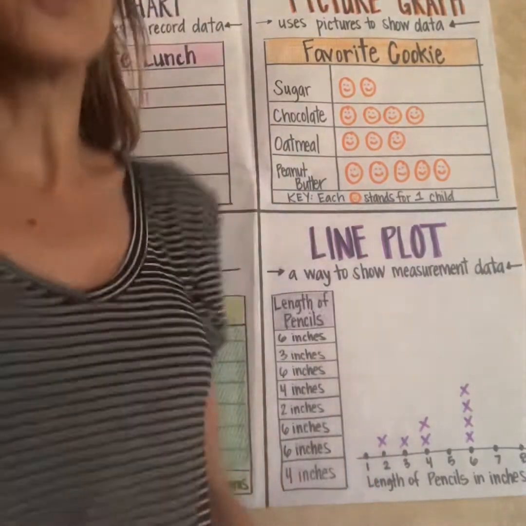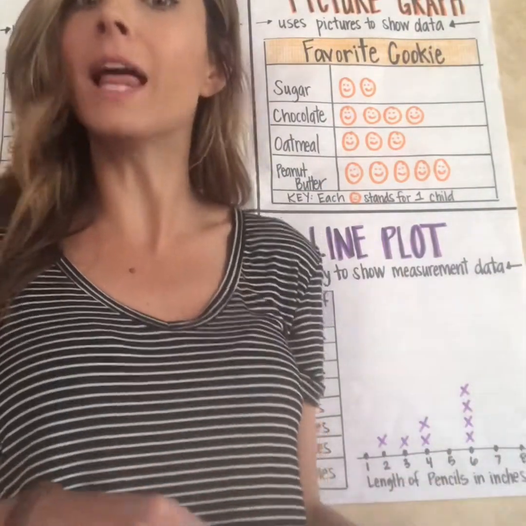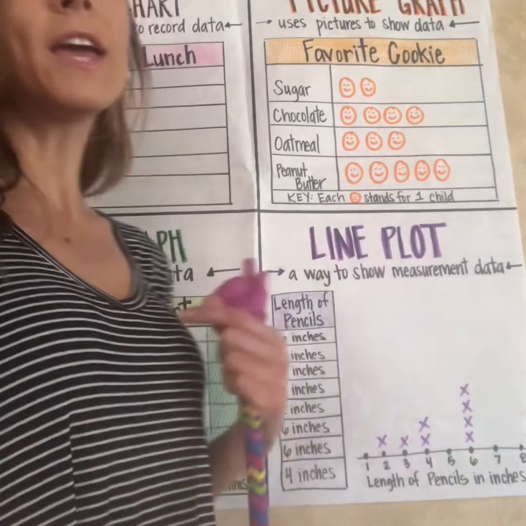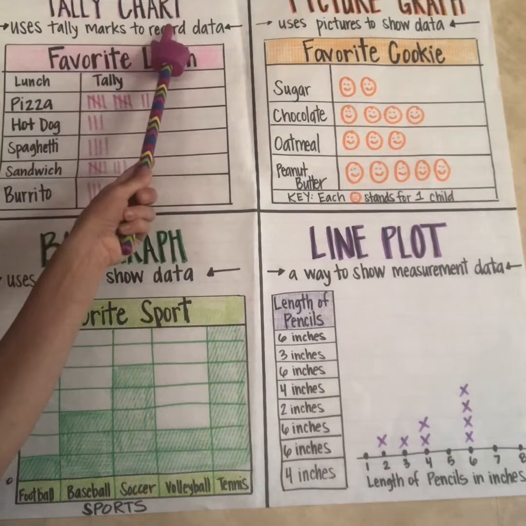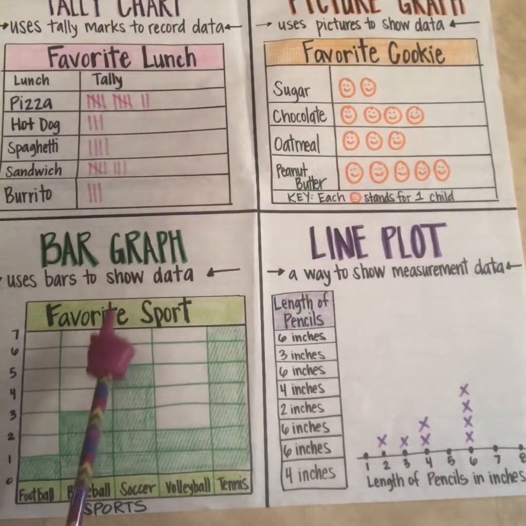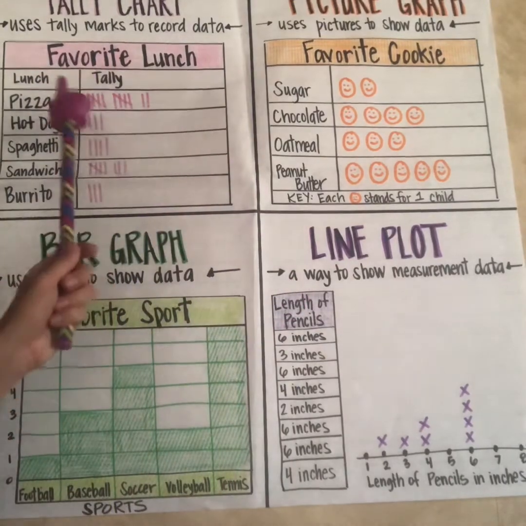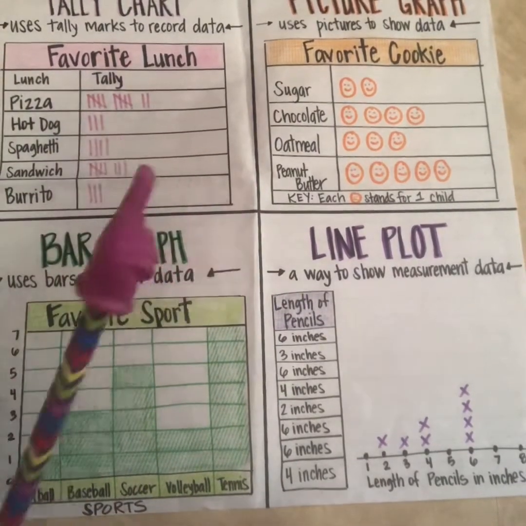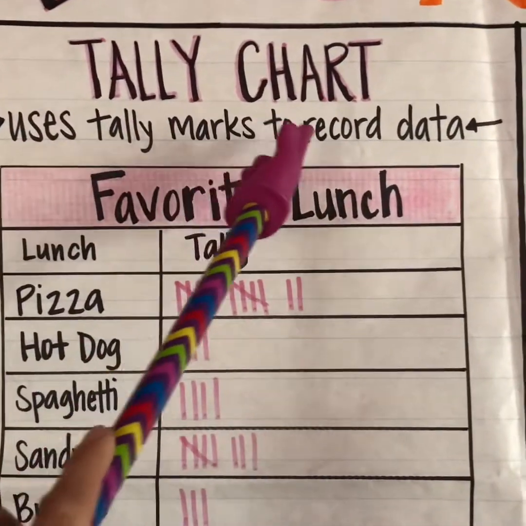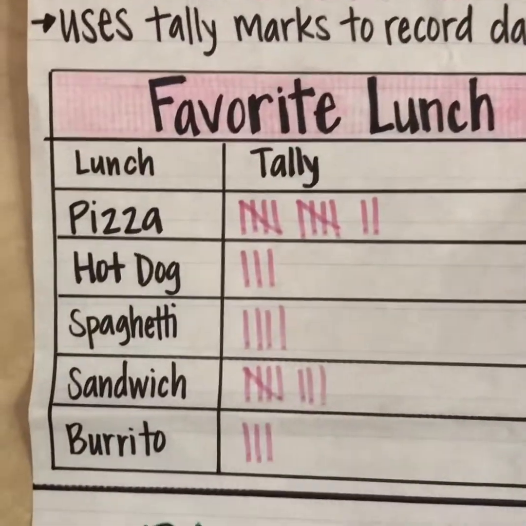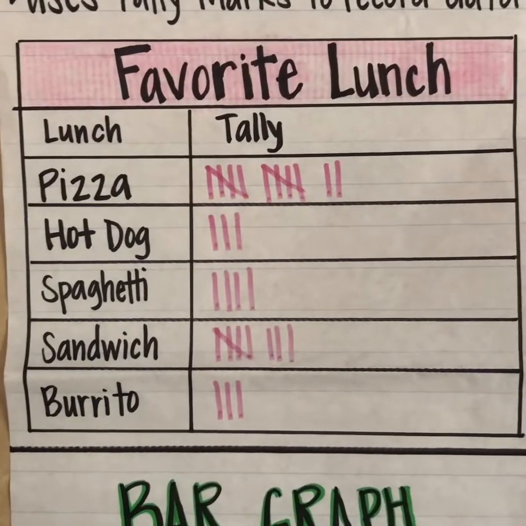Okay, so graphing has to do with collecting data and displaying it in some way. We focus on 4 different types of graphs. We do a tally chart, a picture graph, a bar graph, and a line plot. Now let's start talking about the tally chart. A tally chart uses tally marks to record data. And every graph should have a title that tells you what the data is showing.